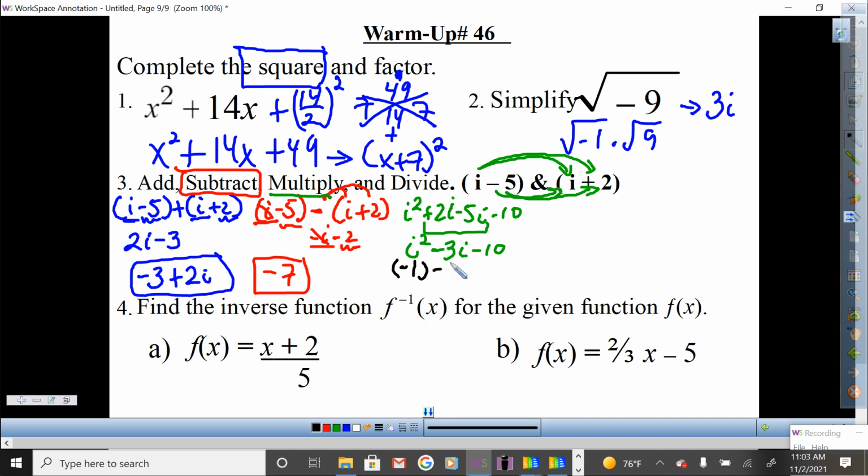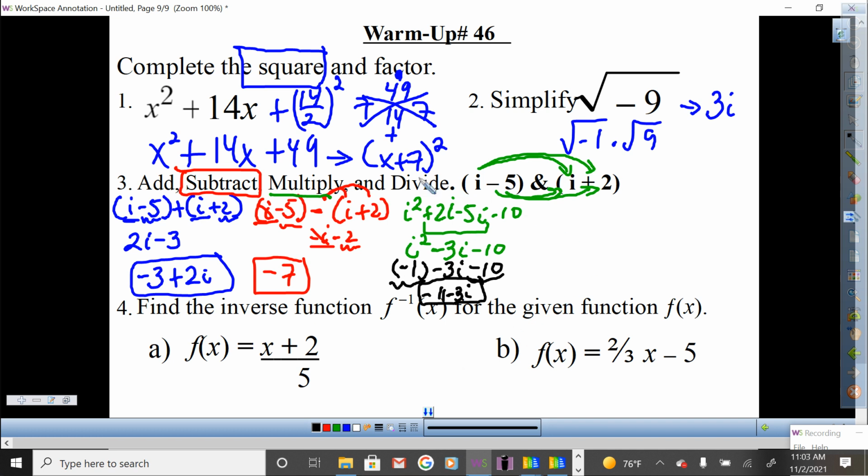All right, so let me bring everything else down. -3i minus 10. Now I can combine -1 and -10. That's -11. Bring down the -3i. And this is my final complex number.